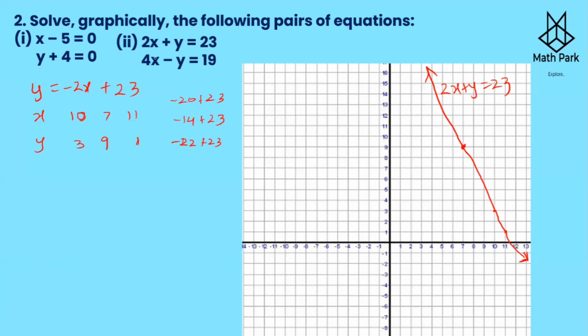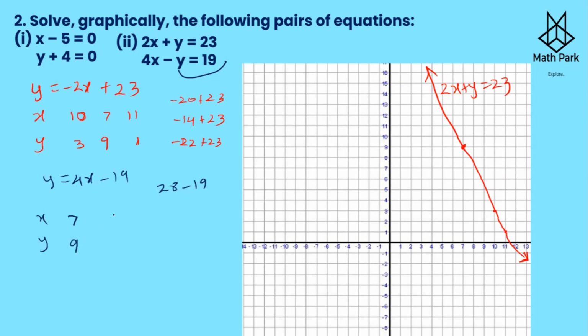The second line, 4x minus y is equal to 19, making y the subject. Y will move this side. So we get y is equal to 4x, and 19 goes over here, it becomes minus 19. So x and y. If you take x is equal to 7, you get 7 times 4 is 28. 28 minus 19, you get the value of y as 9.